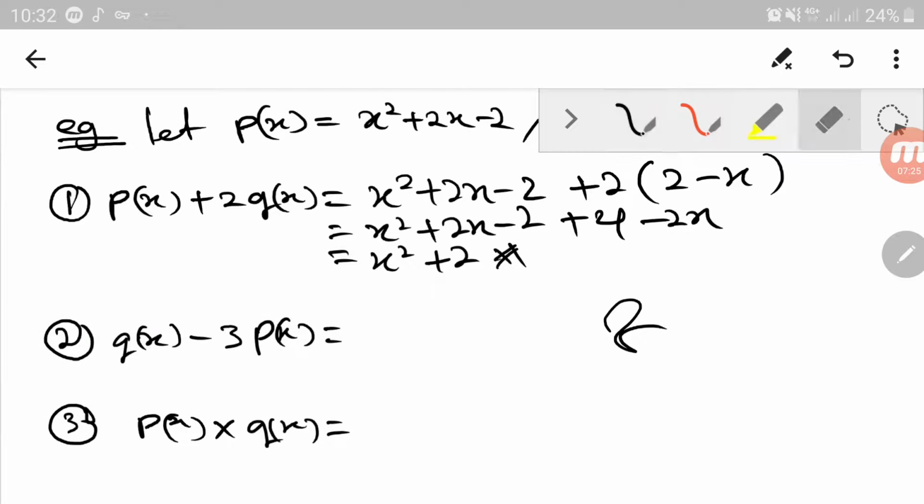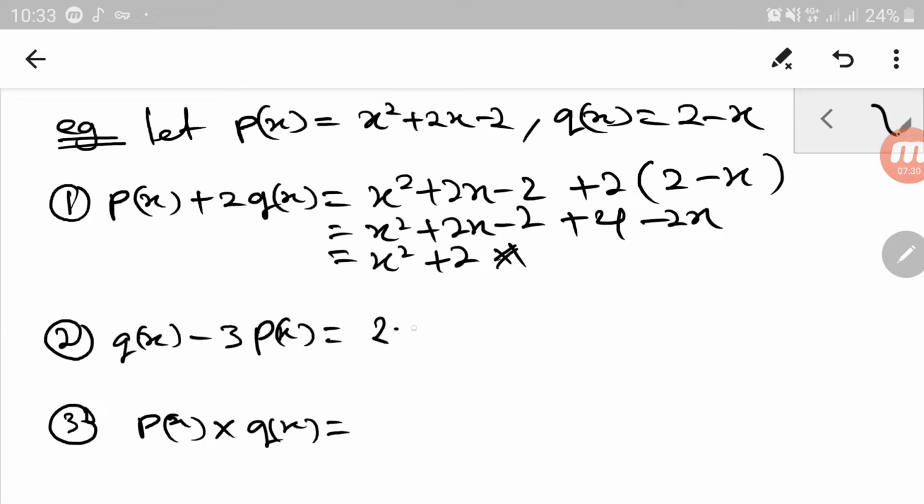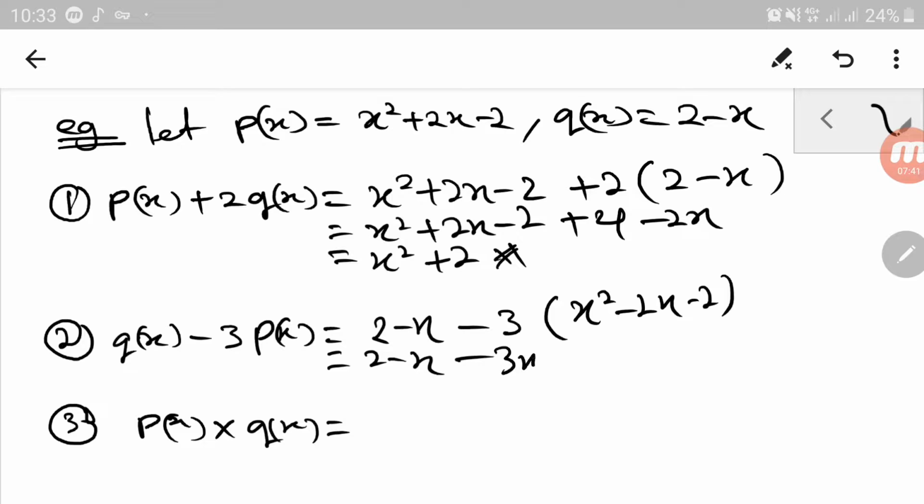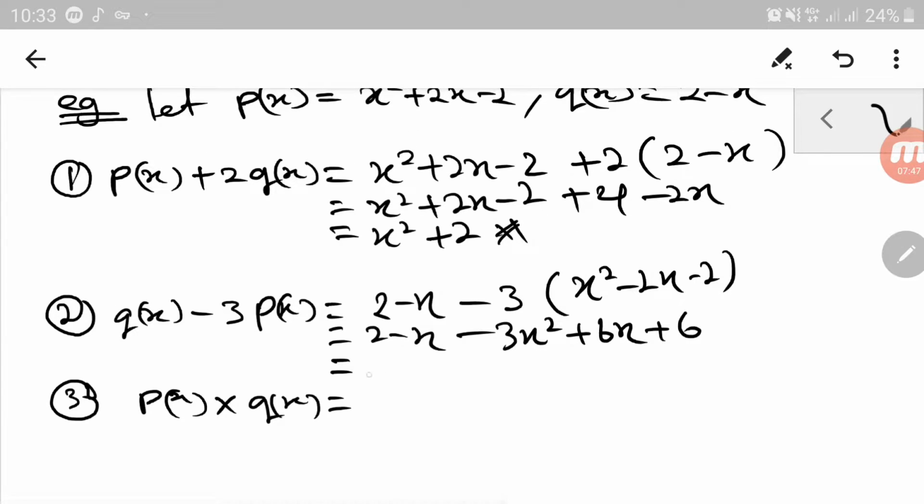Okay, good. Now, qx is 2 minus x minus 3px, minus 3px is x squared minus 2x minus 2. Okay, and then 2 minus x minus 3x squared plus 6x plus 6. Now what we have is minus 3x squared plus, correct, plus 5x plus 8.